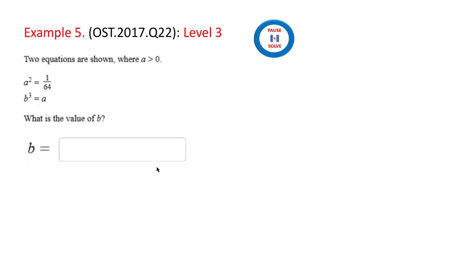The last example, level 3, 2 equations are shown. Now here you have to pay attention. It's telling you a is positive. So a squared is equal to 1 over 64, and b cubed is equal to a. What is the value of b? Normally, when you have 2 equations like that, you have to find one of the unknowns from one equation and plug it into the second equation. Here you can see I can find a from this equation. If I plug it here, I can get the b.